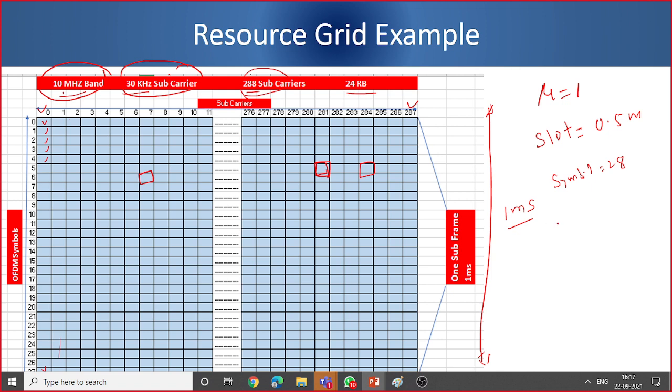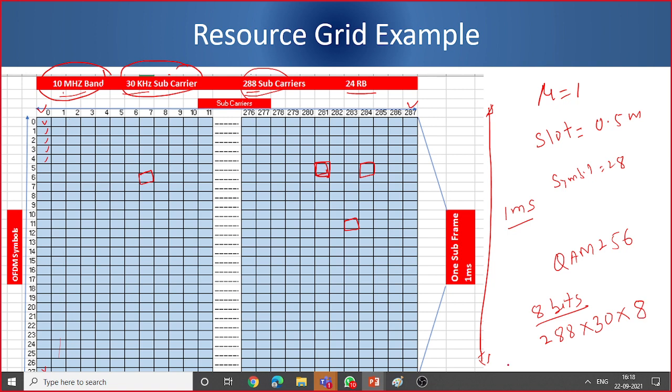So let me ask you a question. Suppose I am using QAM 256, right? So this box can contain how many bits? 8, 2 to the power 8. 8 bits. Great. So every box can contain 8 bits. So somebody can calculate how many bits I have. This matrix is 288 into 28, and every box will contain 8.